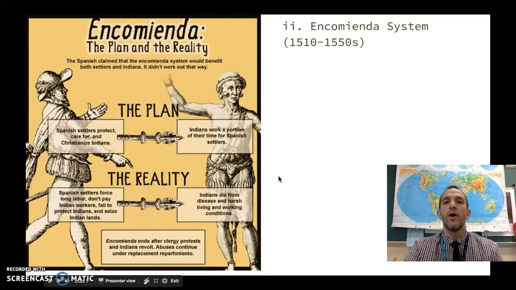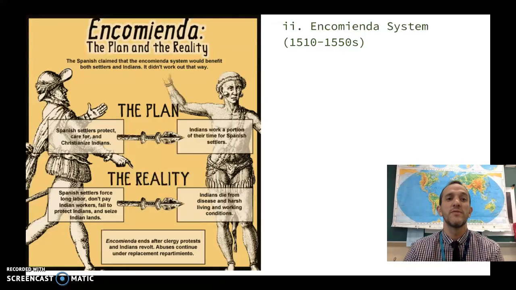Also in parts of Mexico, for example, we're going to see this system called the encomienda system, where the Spanish are not only going to get pieces of land in the New World, in the Americas, but they're also going to get the labor of the people who live there.